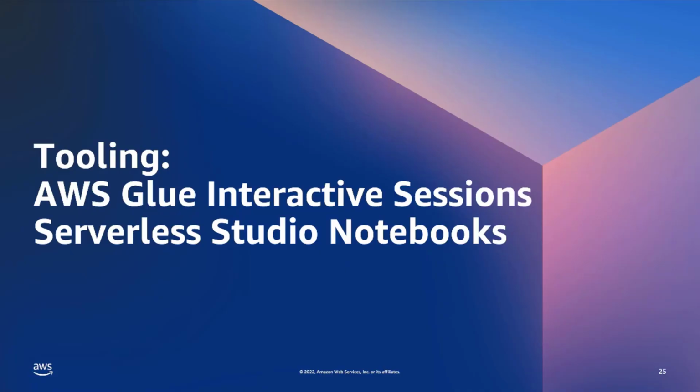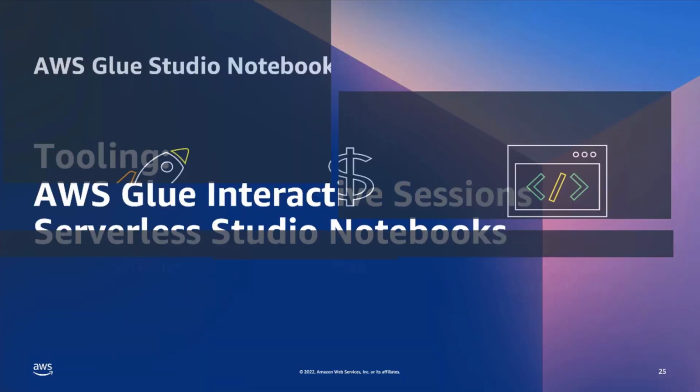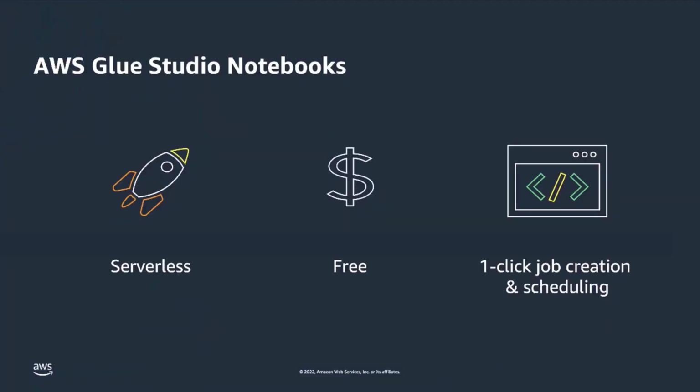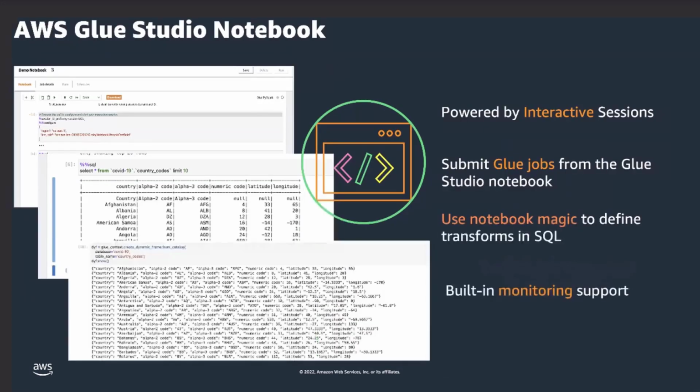It's worth calling out, in addition to the visual editor, Glue Studio offers Glue Studio notebooks. They're the same notebooks as interactive sessions locally, running in Jupyter. They're free, serverless, and they offer one-click job execution and scheduling. It's the same thing you saw me running in Visual Studio Code, except it's running in Jupyter Notebooks. They're sitting in Glue Studio, nothing for you to host, nothing for you to manage. The same magics that I was showing you earlier apply here and run in here. And of course, there is built-in monitoring support, just like there is for Glue jobs.